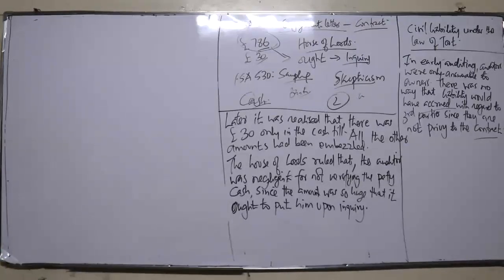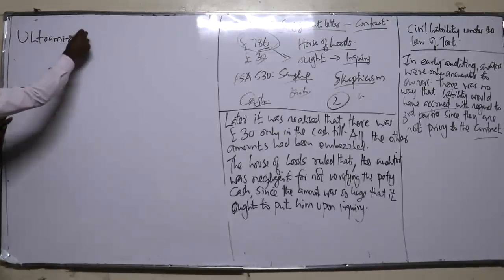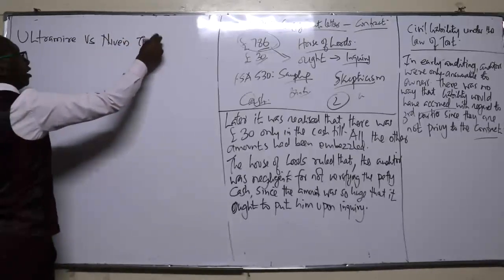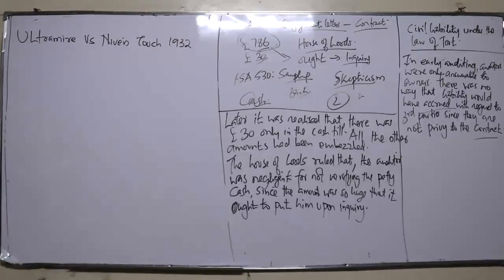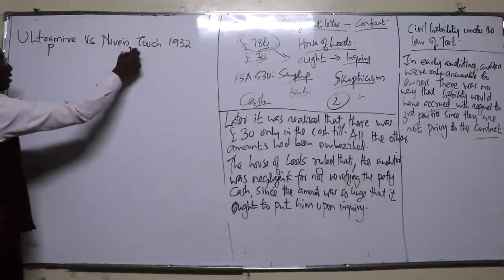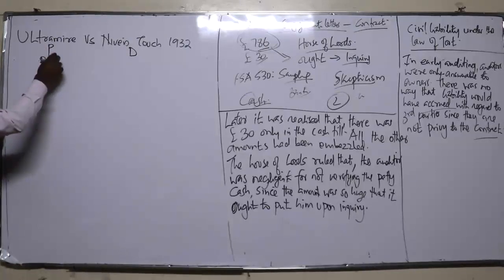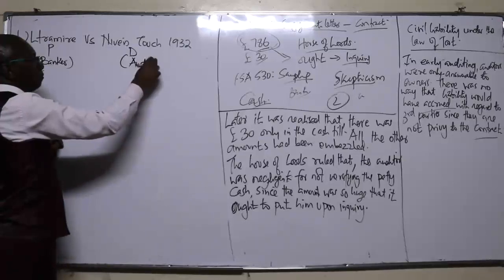I want us to discuss two cases. One is referred to as Ultramares versus Touche Niven. Don't write it first. Let me explain then. This one I'll dictate so that we get the facts right. Now, the arrangement of these two persons: this is the plaintiff, this is the defendant. Plaintiff, defendant. Ultramares, this was a banker. This was an auditor or auditing firm.